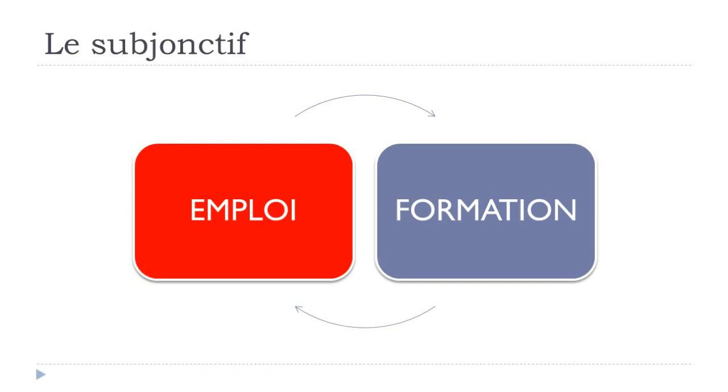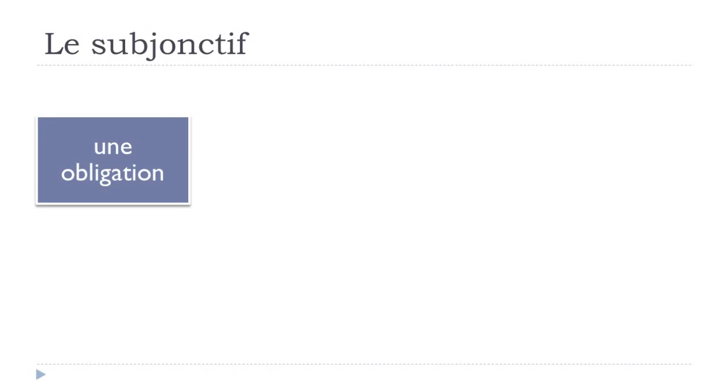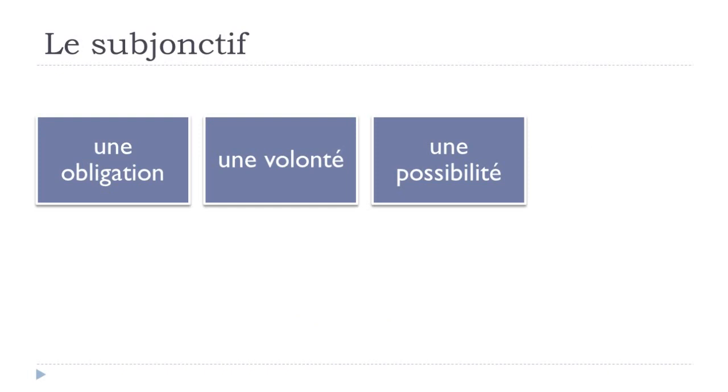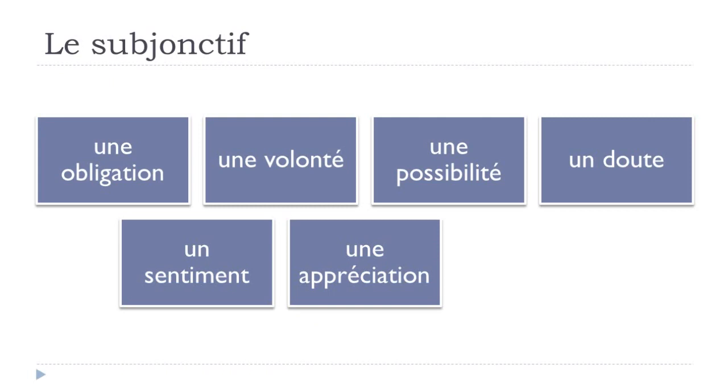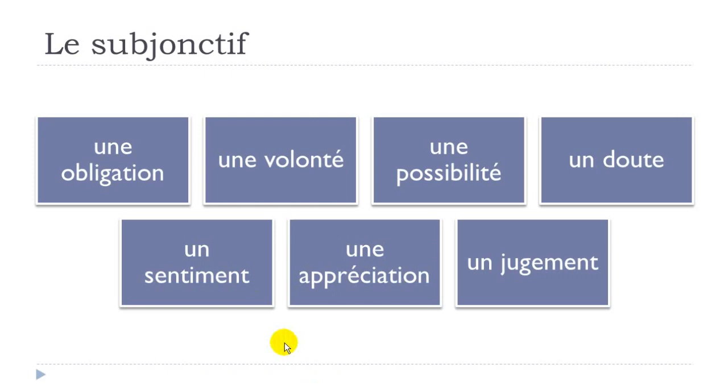And so we'll use le subjonctif when we want to express une obligation, une volonté, une possibilité, un doute, un sentiment, une appréciation, un jugement. Okay, so that's the idea. So if you want to express une obligation, something you have to do, une volonté, something you want to do, une possibilité, possibility, un doute, a doubt, un sentiment, a feeling, une appréciation, appreciation, and then un jugement, judgment. So in these cases, we'll use after this verb, the subjonctif.